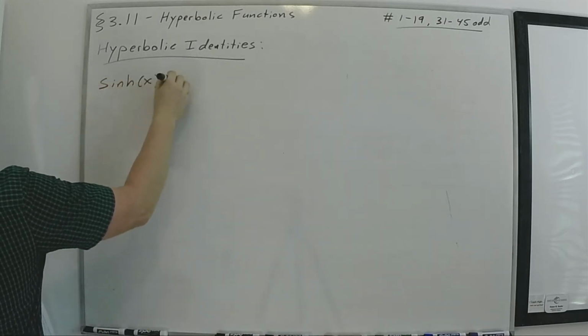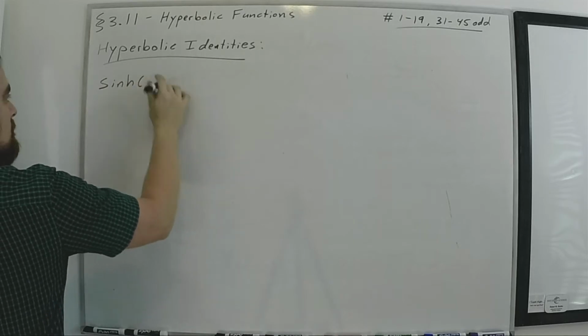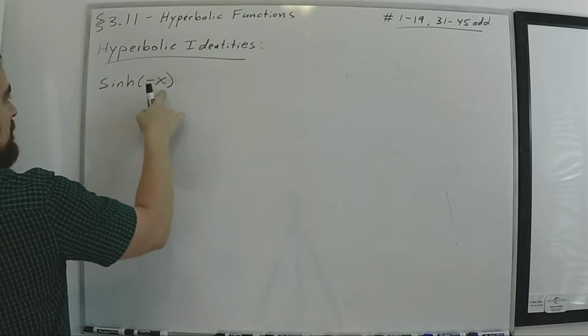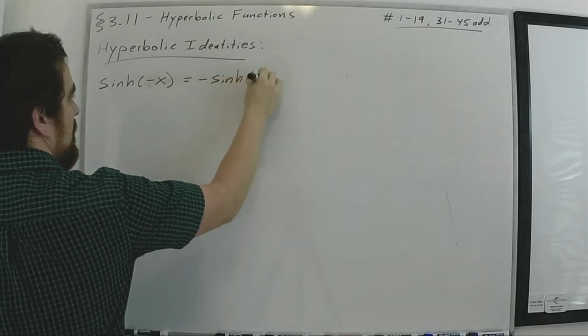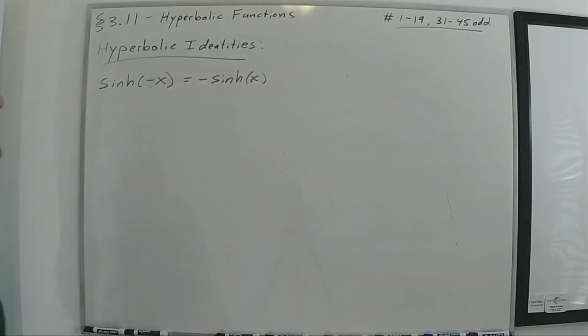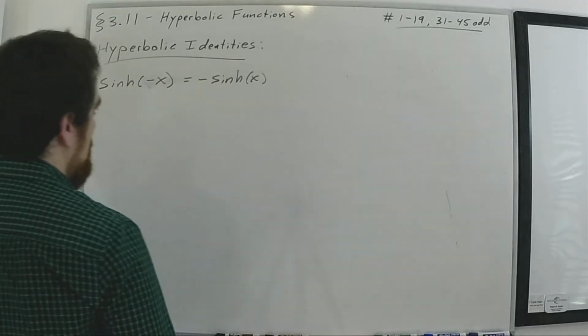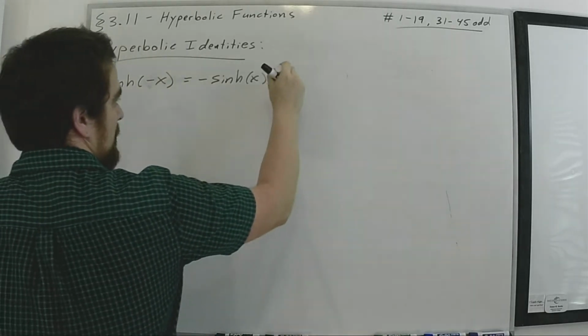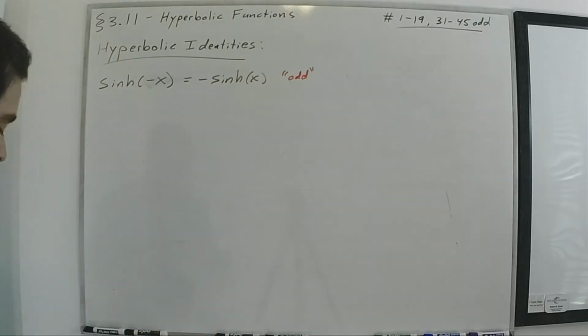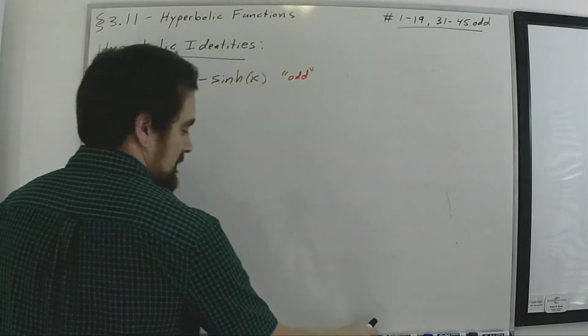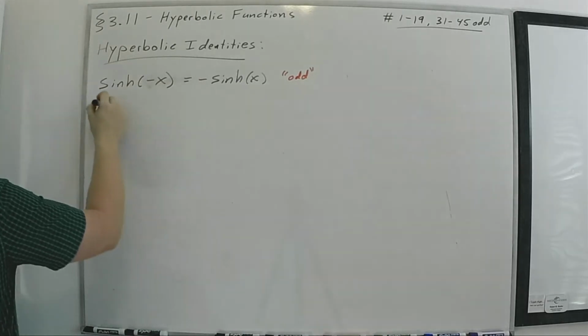Let me write, first things first, sine hyperbolic of negative x is negative sine hyperbolic of x. And this should key you in to say, wait a minute, I know a class of functions that behave like that. Odd functions behave like that. So this function is an odd function, and it has that origin symmetry when you look at the graph that I gave you.